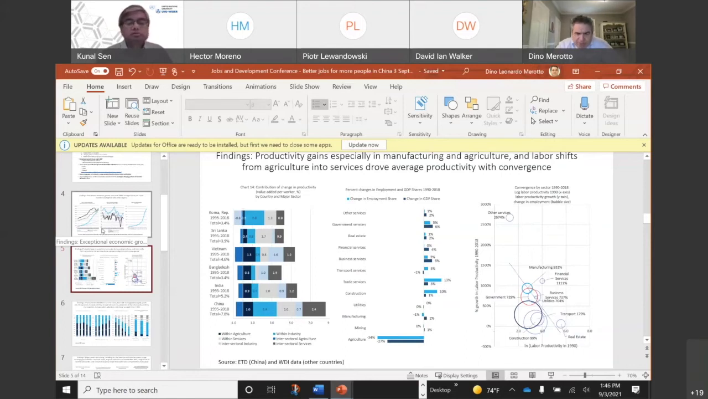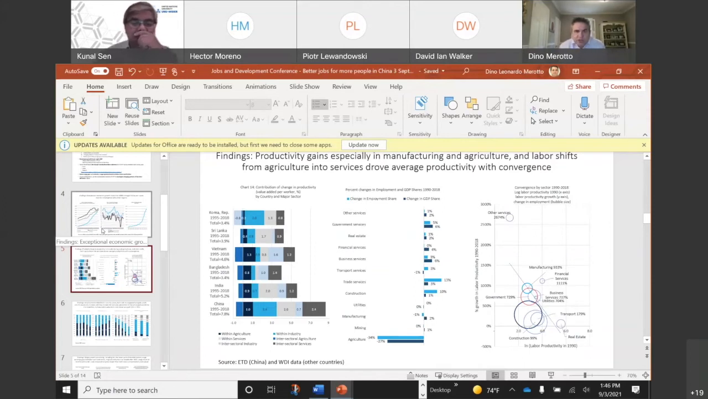You see that the movement has been dramatically out of agriculture. Labor has moved into trade services, construction, and government services, and to some extent business services. GDP, however, didn't follow this movement. So agricultural GDP has declined in share, but nothing like as much as the decline in employment, and as a consequence, productivity in agriculture has been rising.